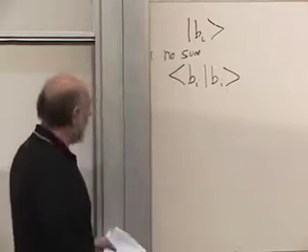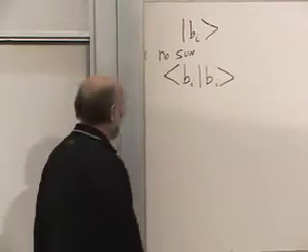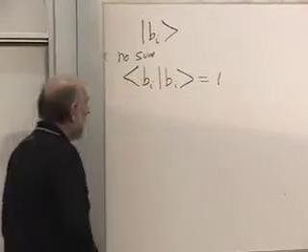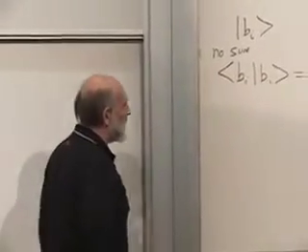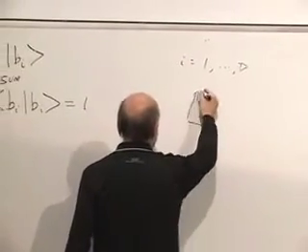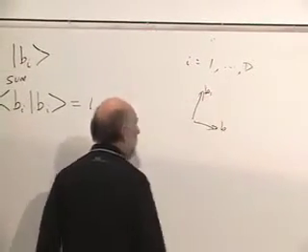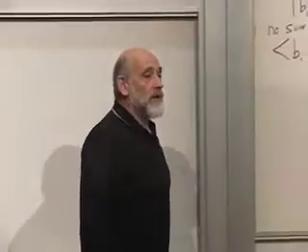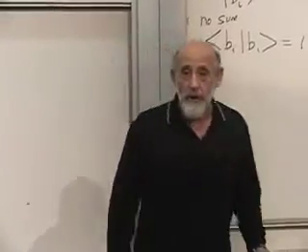Just take the ith vector, take its inner product with itself. That's assumed to be 1. So every one of these vectors, B1, B2, and so forth, has unit length. Next, they're perpendicular to each other. What does it mean to be perpendicular to each other?